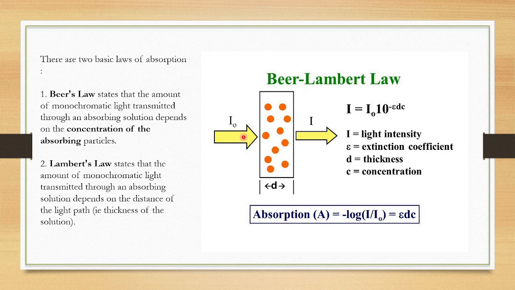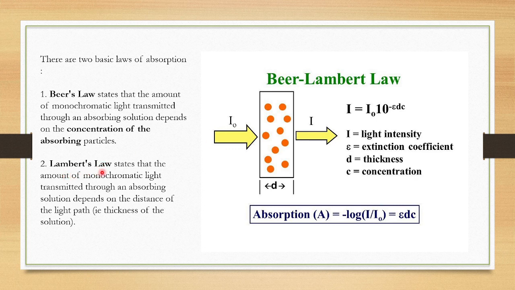The amount of monochromatic light transmitted through the absorbing solution depends on the concentration of the absorbing particles. So here you can see many absorbing particles. Depending on their concentration, the intensity of light absorbed as it passes through varies. So this is the equation. Here is the intensity of light before passing through the solution, and I is the intensity of light after passing through the solution.